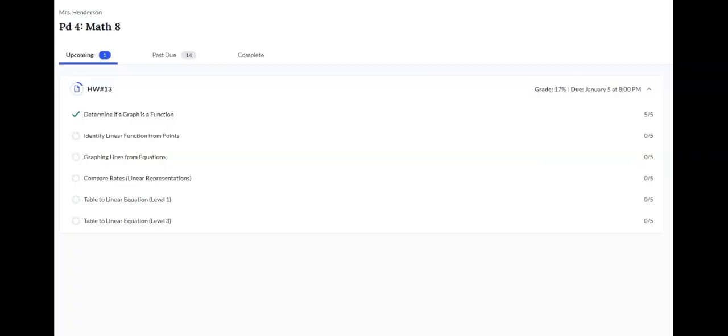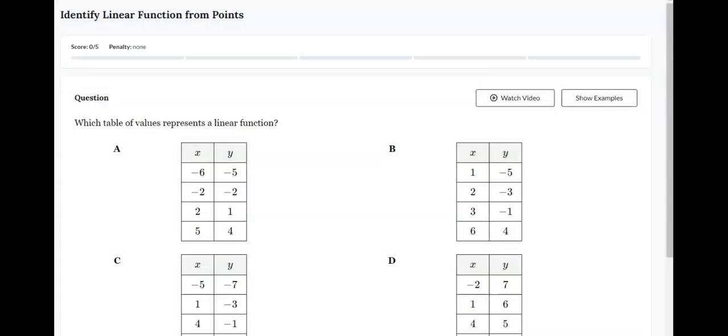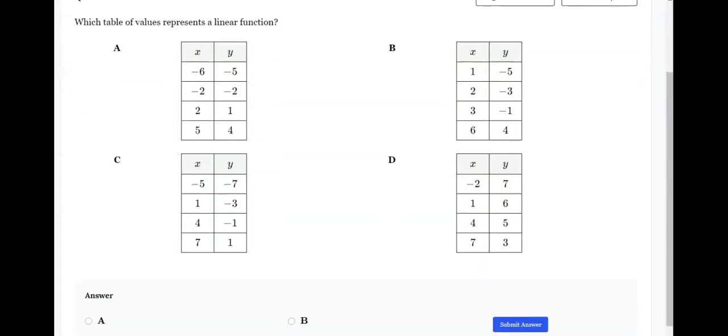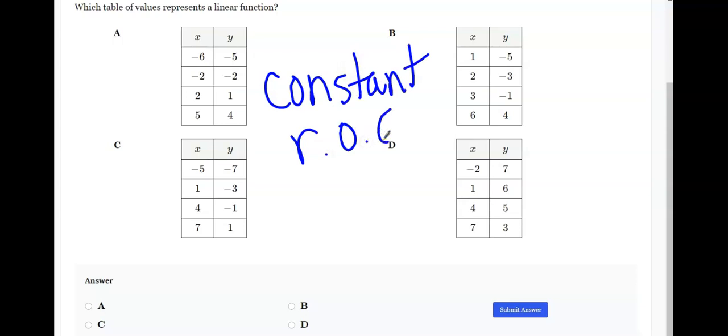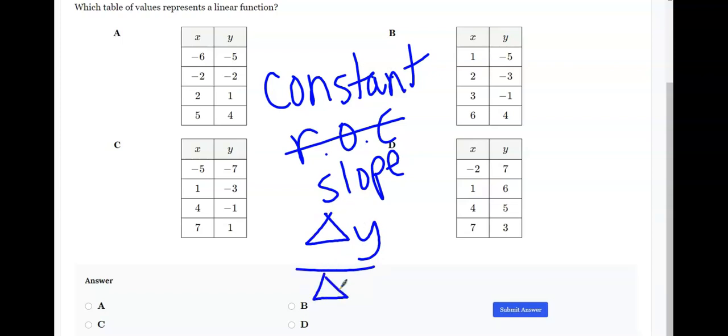All right, let's go back and take a look at the second topic. Identify linear functions from points. Now this is different than the graph. With the graph, you use a vertical line test. But with tables or points, you're looking for something known as a constant rate of change, also known as a slope. So a constant slope, or the same ratio every time. Remember the ratio, the pattern of the y's over the pattern of the x's.